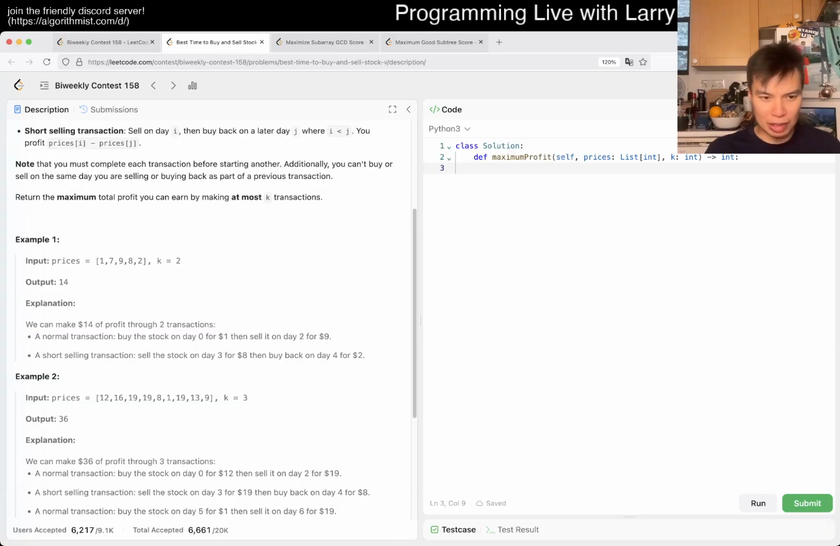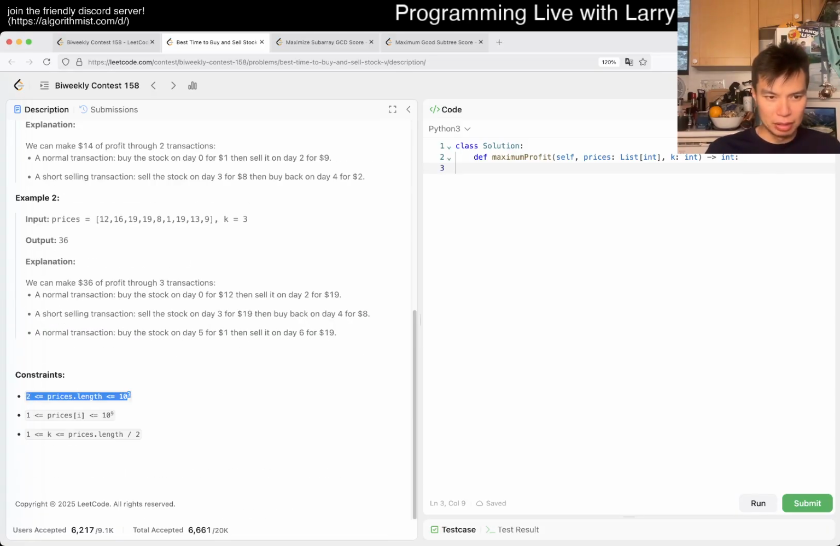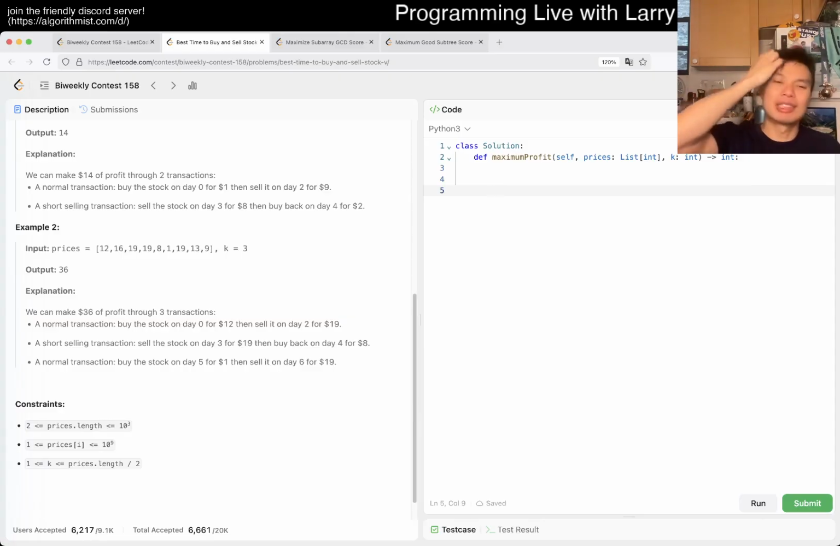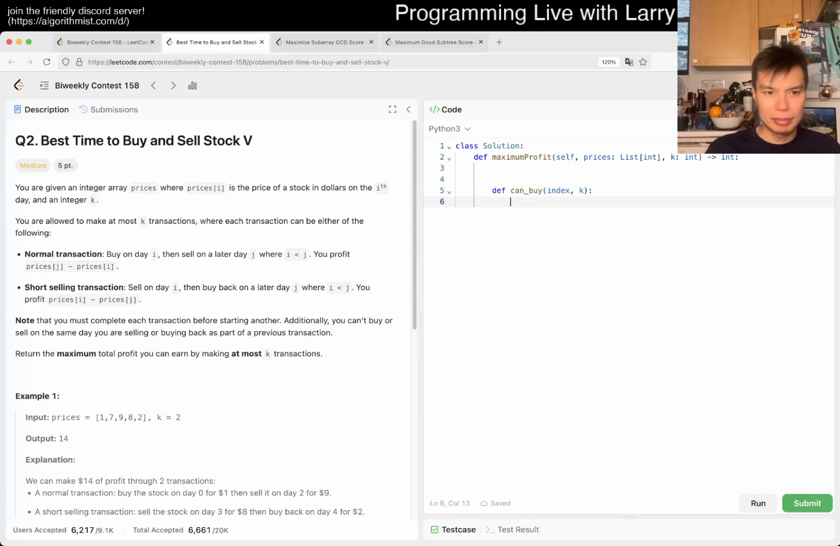I guess this is just standard DP. Right, is it okay? Yeah, that's right. I forgot about k, but still standard DP, right? We'll see if this times out just because LeetCode is silly, but yeah, maybe I do something like can buy, index for the day and then k left, right? Okay, so now if index is equal to n, then we just return 0. Not really doing anything.